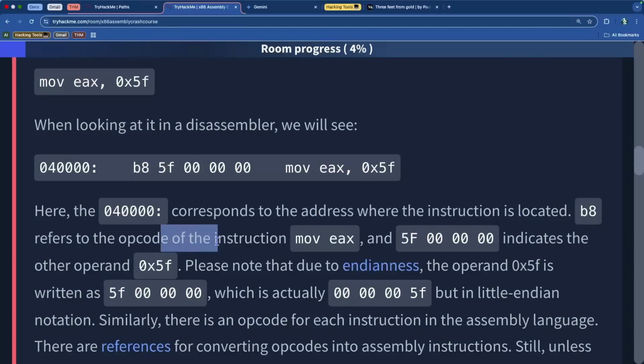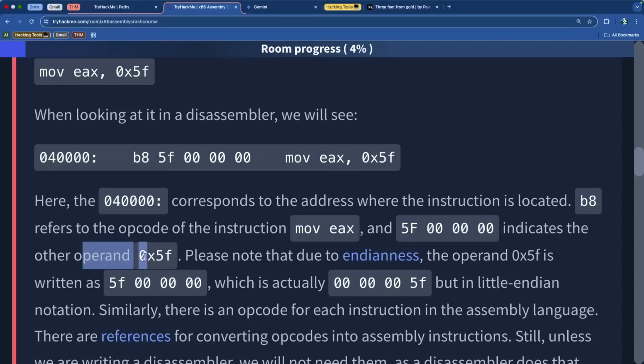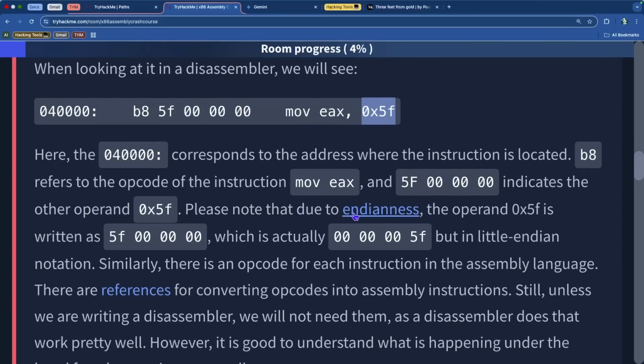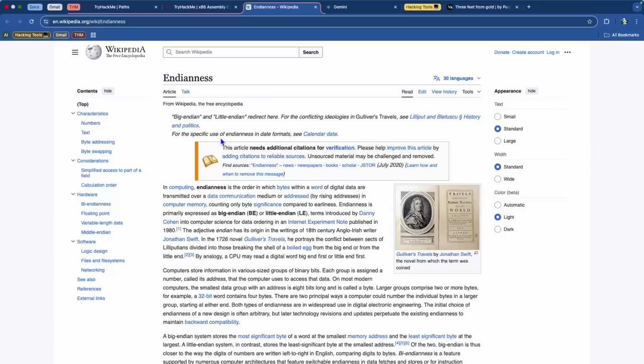B8 refers to the opcode of the instruction, which is move EAX. So B8 refers to this piece right here. And then 5F with all the following zeros indicates the other operand, which is this piece right here. So due to endianness, and there's little endian and big endian, so this is a different conversation, but let's open it just to see what we'll get in this.